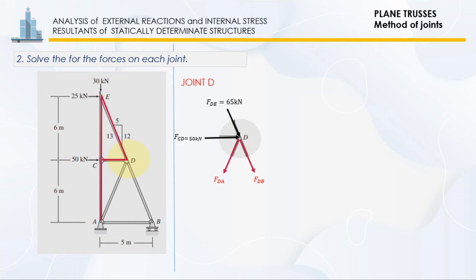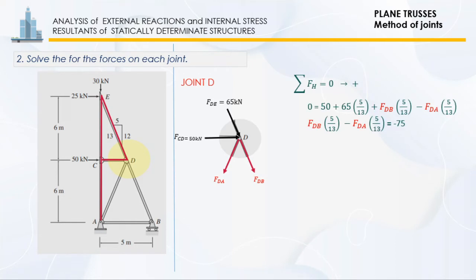So, both of the unknown forces, FAD and FBD, acting at this joint have inclined directions. So, we draw the free body diagram of this joint as shown and determine the unknowns by solving the equilibrium equations simultaneously. Since we have two unknowns here, we will generate two equations. So, it is possible for us to solve the unknowns.